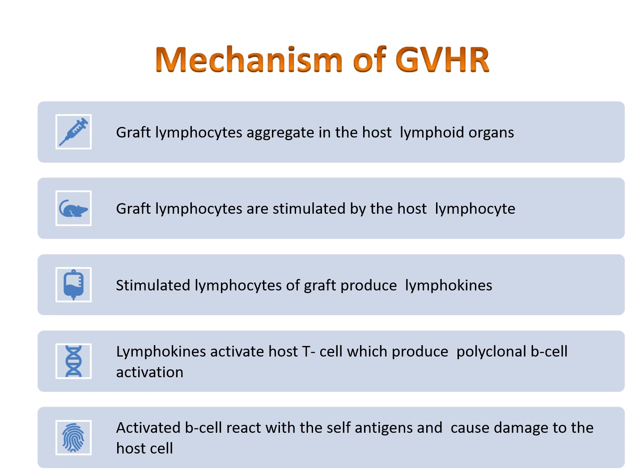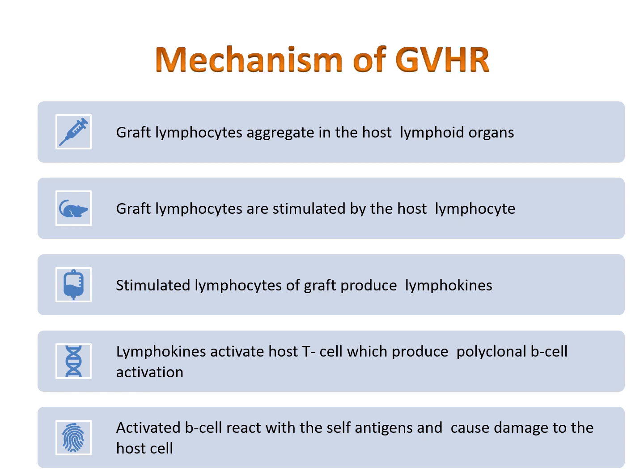Basically, the lymphokines that are secreted activate the host T cell, which further produces polyclonal B cell activation. Thereafter, the activated B cells react with the self antigens, and they tend to cause damage to the host cell. So we can understand how the mechanism is triggered one after the other.